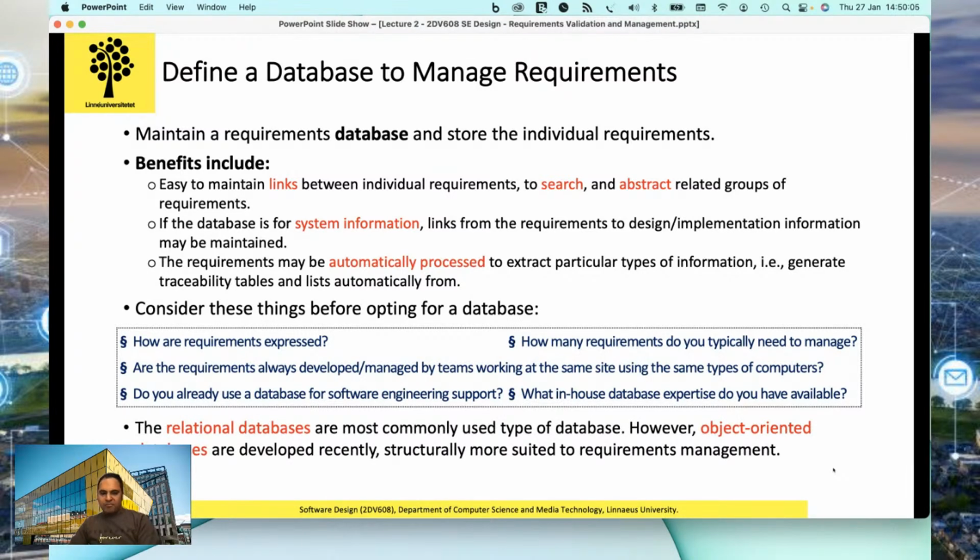In the early stages, relational databases were mostly used, but these days there are also NoSQL databases. So you do not need to worry about only storing text, the requirements descriptions. You can also store designs and various other artifacts as part of the NoSQL database.